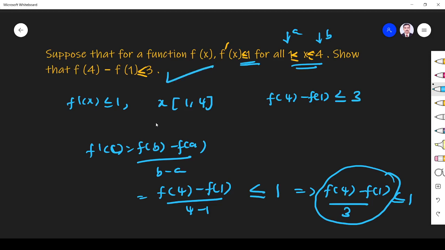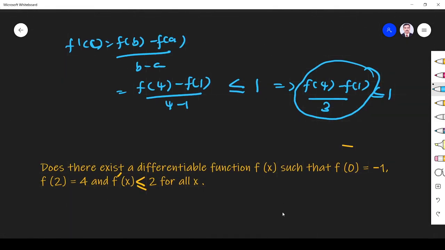So that is the answer. If f of 4 minus f of 1 is 3, it is equal to 1. So this condition, greater than 3, even if it is 3.1, it will be greater than 1, the answer. So it is not satisfying this condition. So always f of 4 minus f of 1 must be less than or equal to 3.